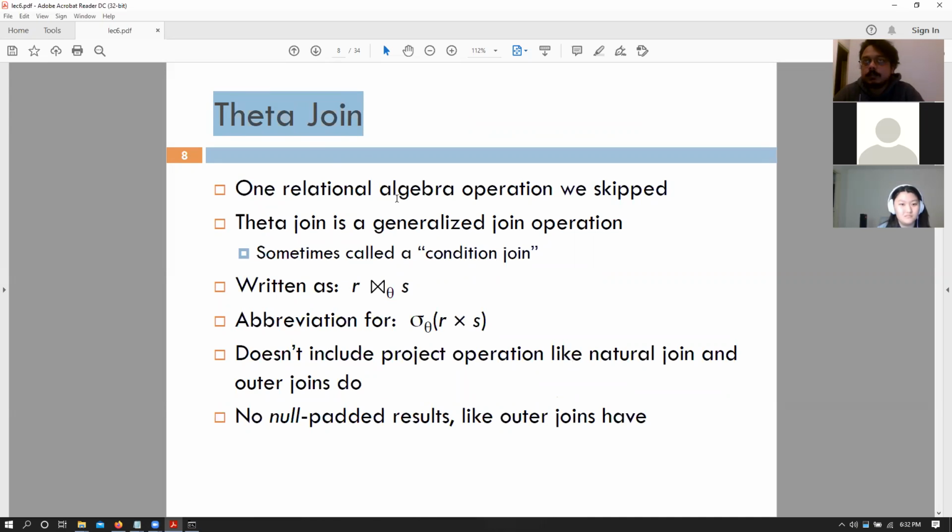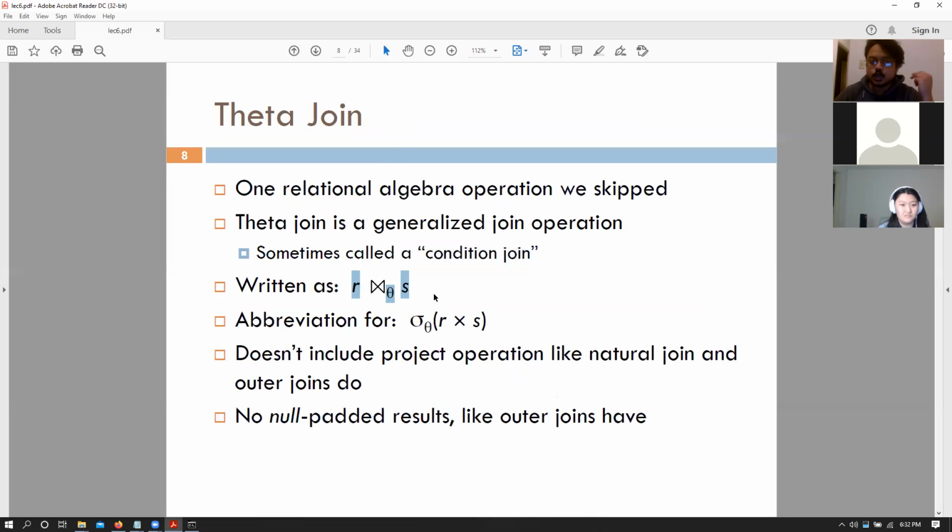So if I remember correctly, our natural join was an equality operation on a Cartesian product, right? So our Cartesian product, we equate all the common attribute names, and then we get a resultant relation. A theta join is a generalized join operation, which in relational algebra looks something like this. We have R, bow tie, and a theta, and then an S. So that is what we represent a theta join.